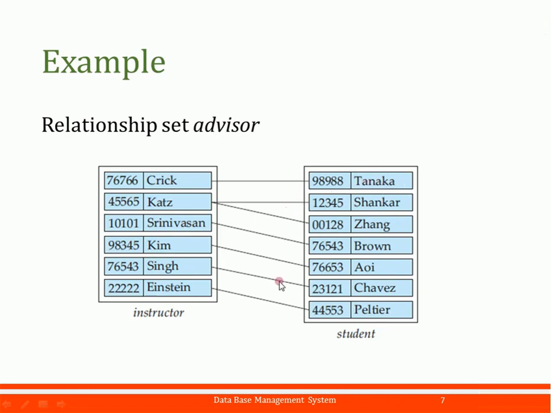So here is a relationship between the instructor and the student. This is an example of an instance, as I stated in the previous slide. Crick advises Tanaka. So this is a relationship instance of advisor. Similarly, Srinivasan advises Brown. So this is an instance of the relation. And similarly, all the instructors, based on their relationship, will be represented.